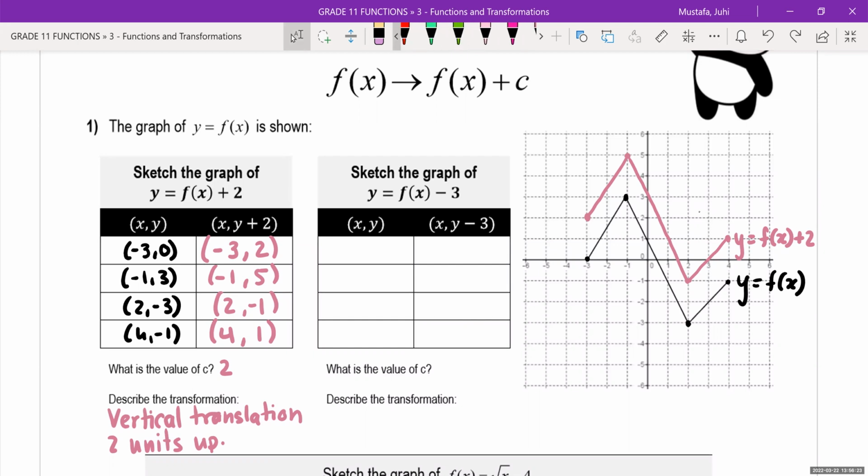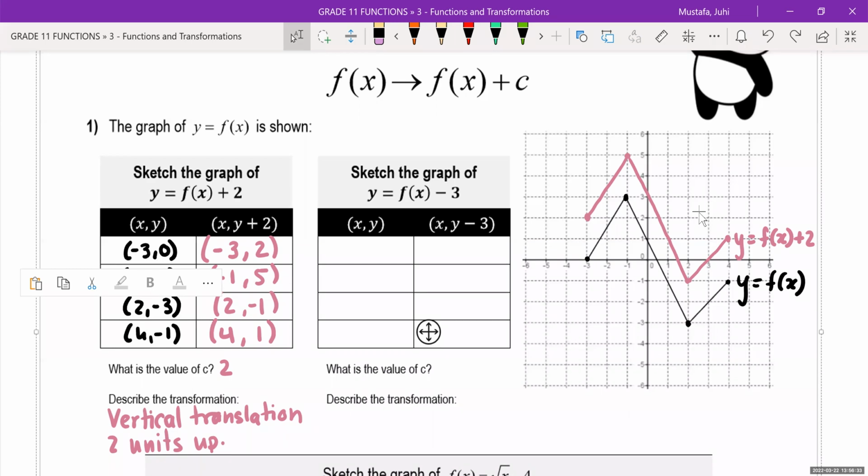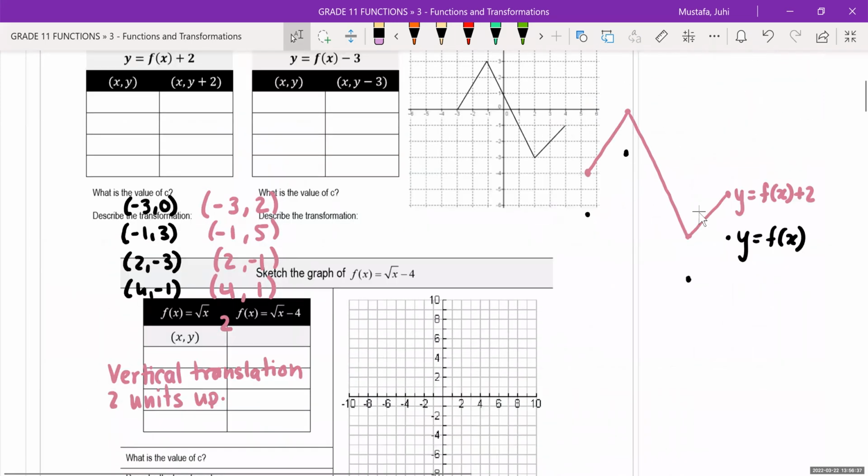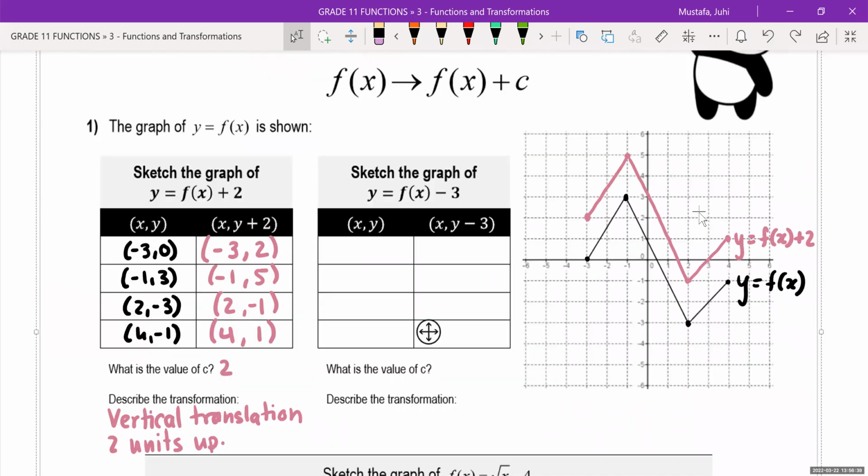So we begin by writing all of these original points. Okay, don't be lazy. So we're going to begin with negative 3 comma 0, negative 1 comma 3, 2 comma negative 3, and 4 comma negative 1.